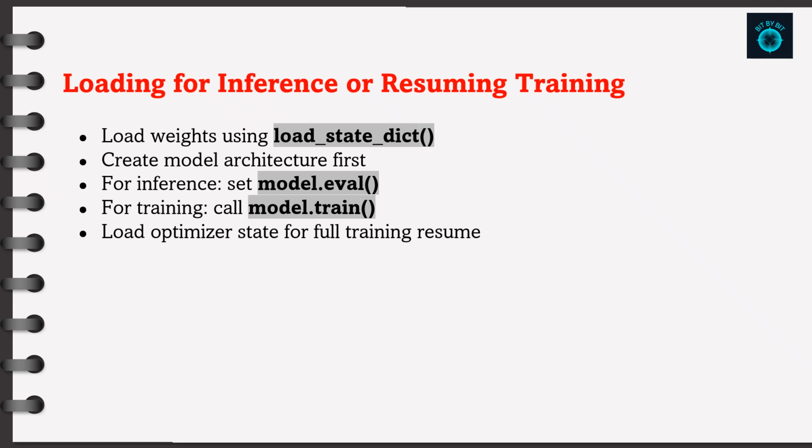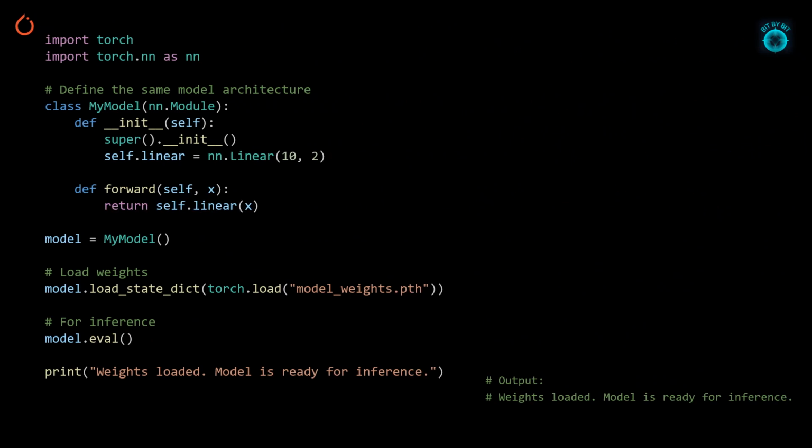Let's walk through the code. In this example, we define the same model structure we used earlier when saving the weights. Then we call torch.load to read the saved weights and pass the result to model.load_state_dict. Finally, since we're going to use the model for inference, we switch it to evaluation mode using model.eval. This disables layers like dropout and ensures consistent predictions. The print statement confirms the model is ready for inference.